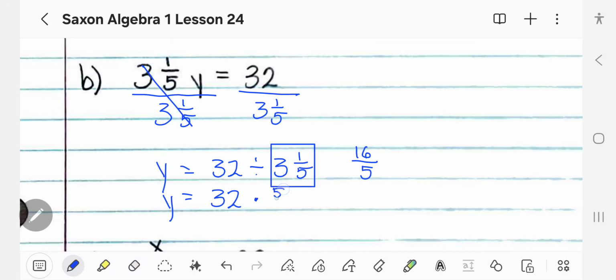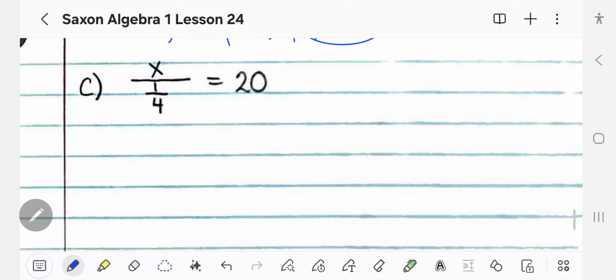So let's do 5/16. Let's put the 32 over 1 and cross cancel. How many 16's in here? 1, and in here 2. Multiply straight across. 2 times the 5 is 10. Over 1 is just 10. So our answer is y is equal to 10 for B.